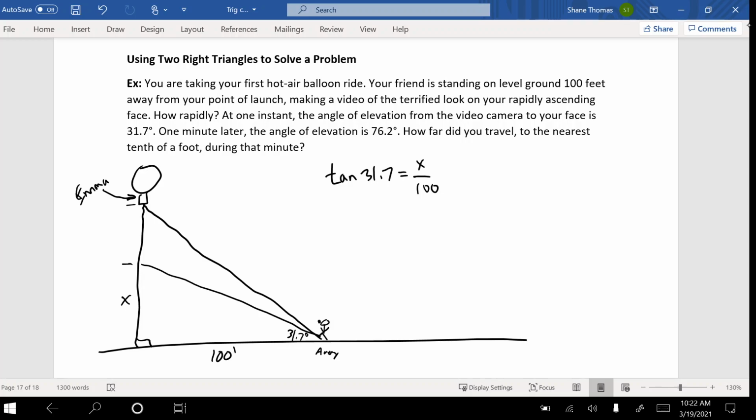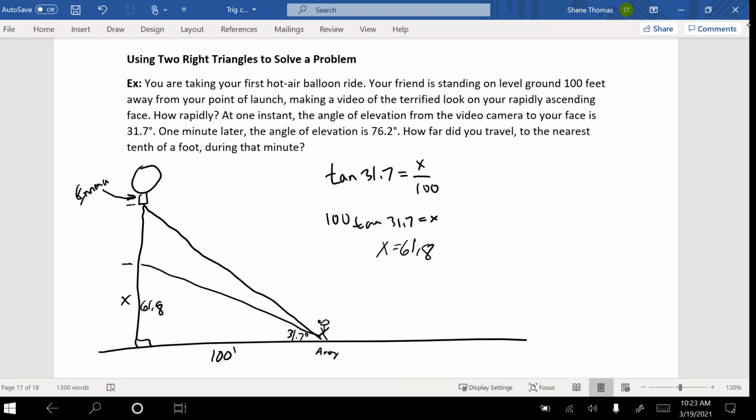I have to do what to both sides? Multiply by 100. So I'm going to have 100 times the tangent of 31.7. Punch that in a calculator. What do you end up with? 61.7. I guess 61.8. Okay. All right, so 61.8. That is this distance right here, 61.8. From the ground to the first checkpoint, essentially.